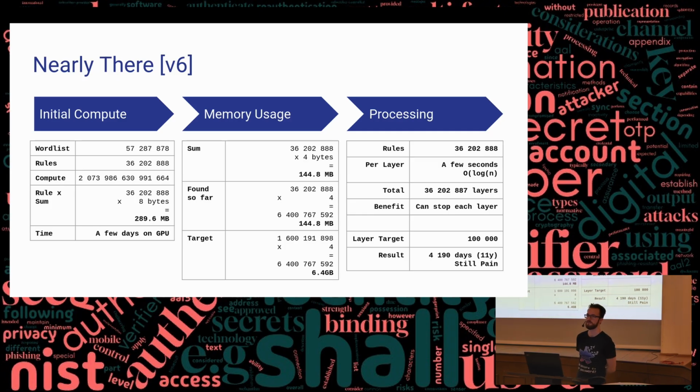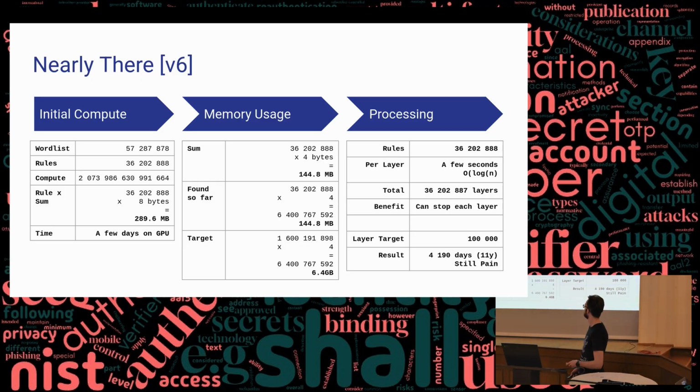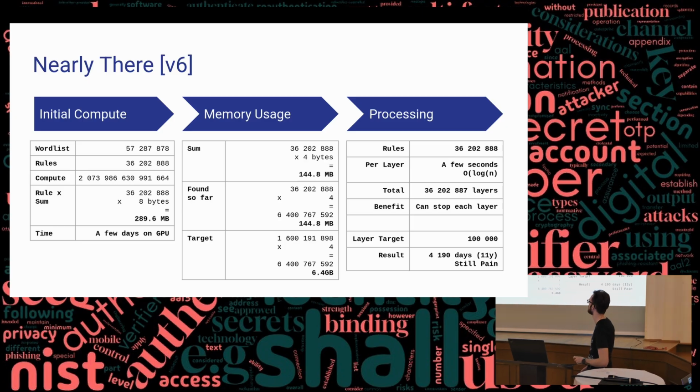And this allows for some optimizations on the speed, which brings things down, but not quite to the level that we'd like. So this is version 6 of the program that I ran on 36 million rules. And in theory, if you wanted to complete it, it would take about 11 years on this method.